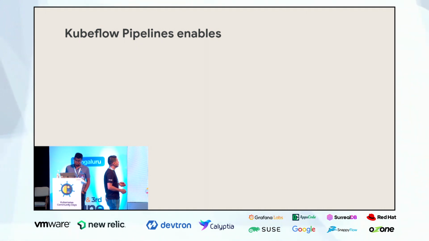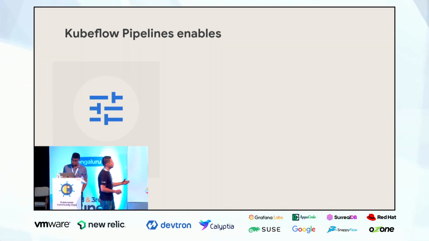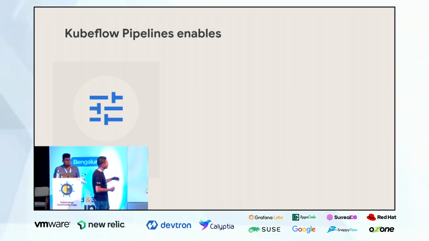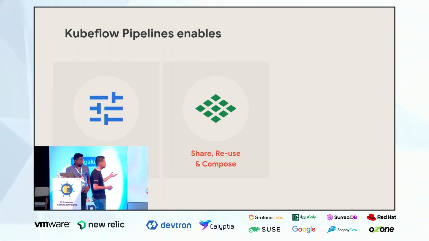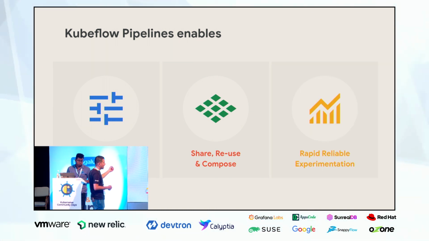In summary, what Kubeflow Pipelines does is basically it enables workflow orchestration. It helps in reusability of components, and obviously it helps you in rapid experimentation.